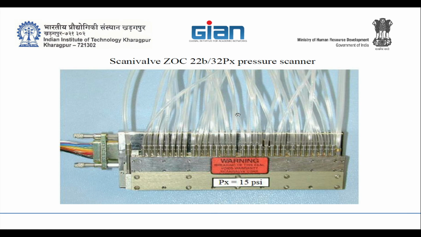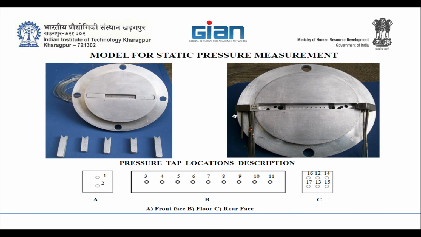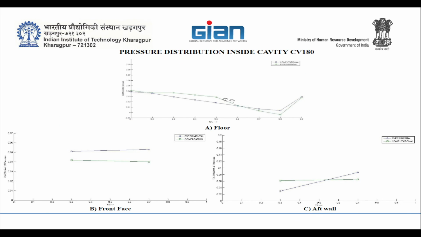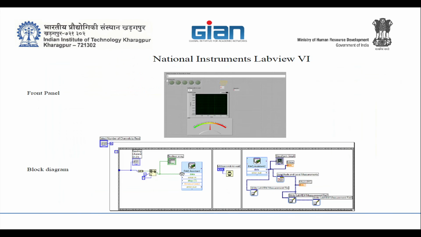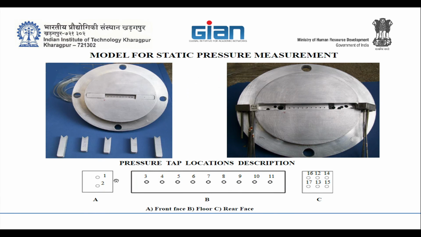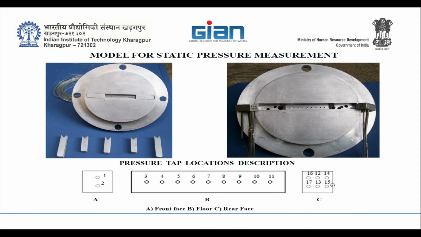Which are the locations whatever you are plotting? These ones. Central one or all three? All three. This one is the floor. Floor means this one, the floor part. And this one is the front face. And this one is the aft wall. Aft wall is the rear face, which will be this one.